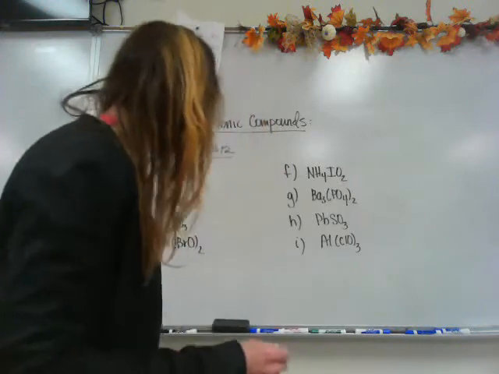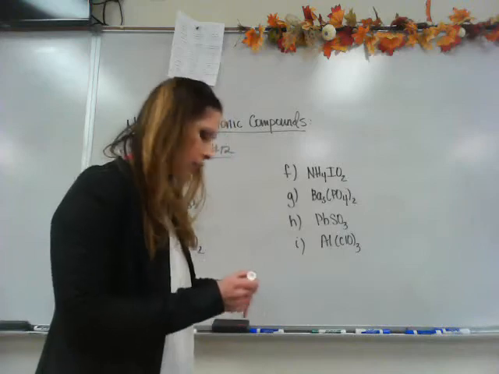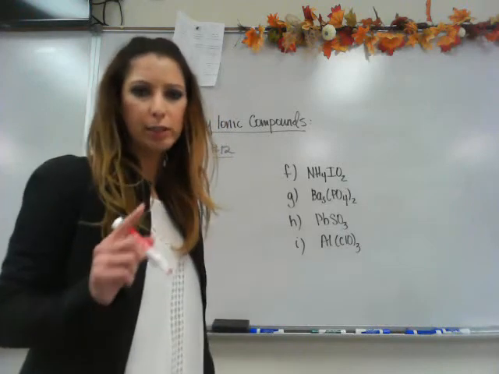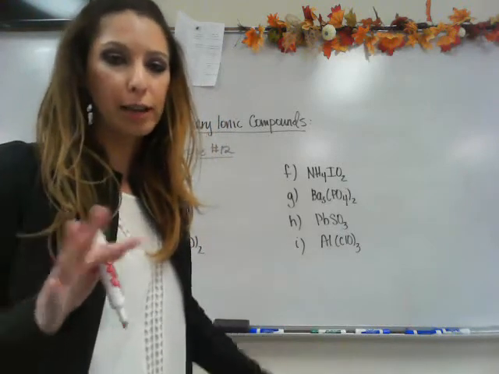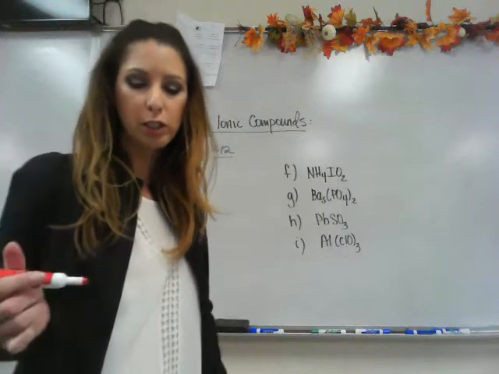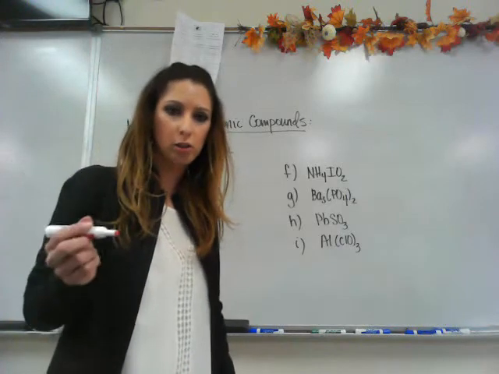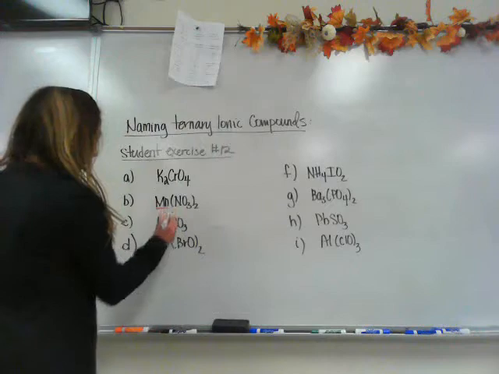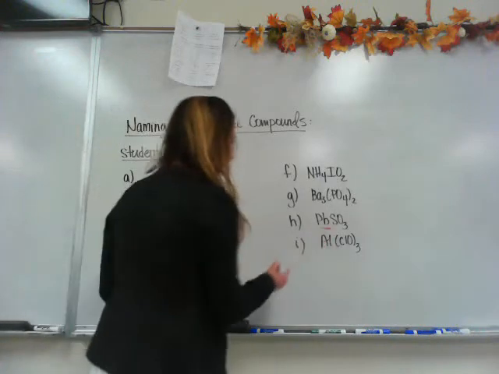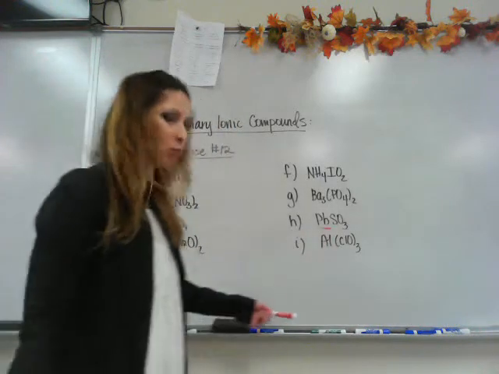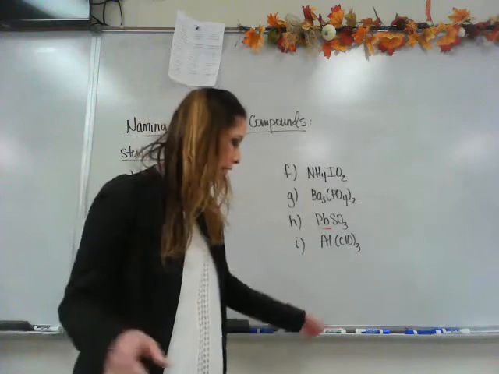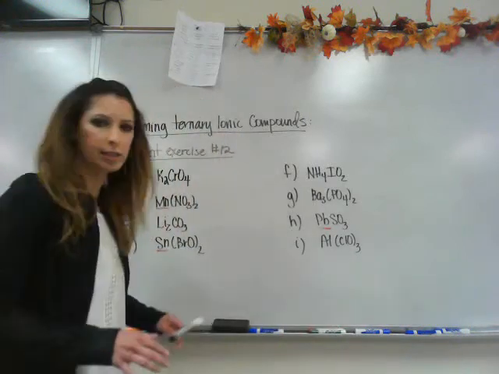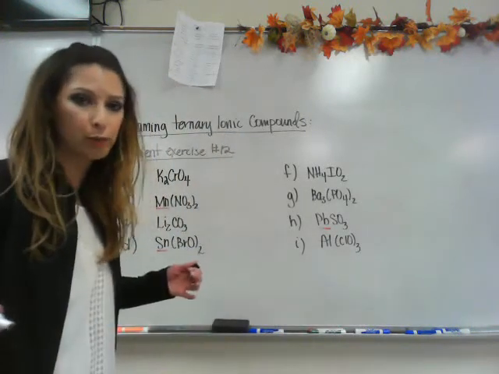Okay, so what I want you to do first is highlight the transition metals, which are all the metals in the middle and underneath the stair step that have varying charges, because we have to calculate their charge. So we're going to underline Mn, Sn, and Pb, okay? We're going to wait to do those until the end, because the rest are a lot more straightforward.